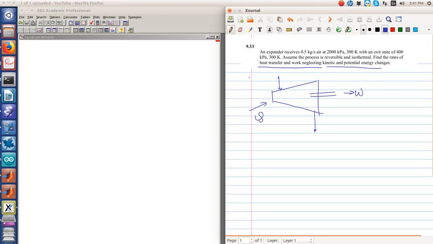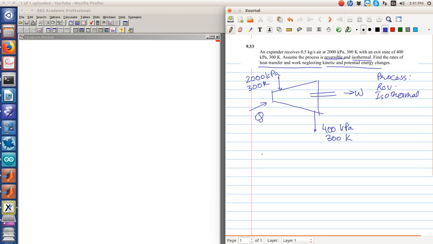So the inlet state is at 200 kilopascal and 300 Kelvin. The exit state is at 400 kilopascal and 300 Kelvin. So the process is reversible and isothermal. Process: reversible isothermal. So we have to find out the work done and the heat transfer.